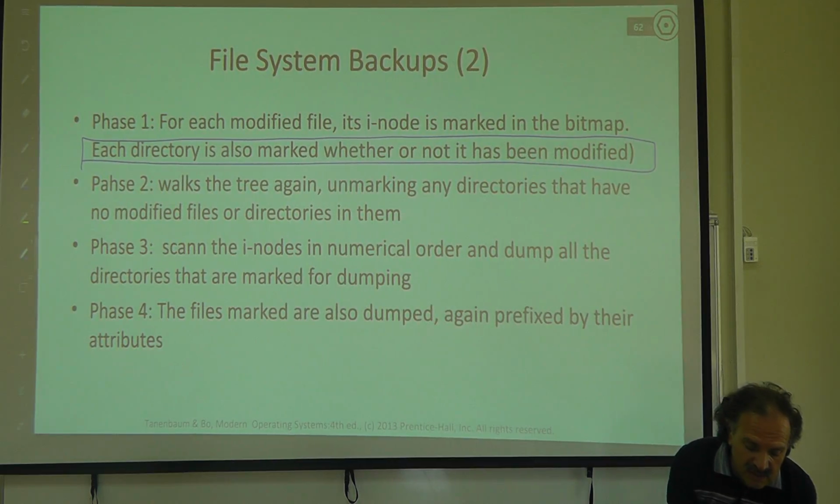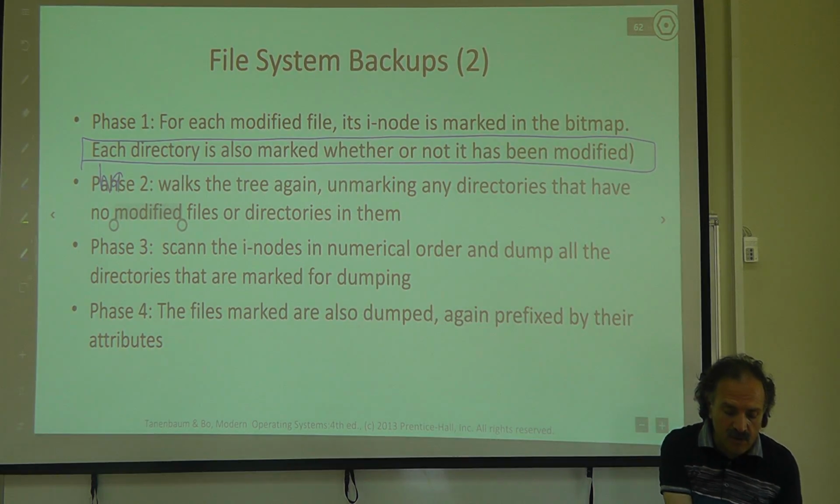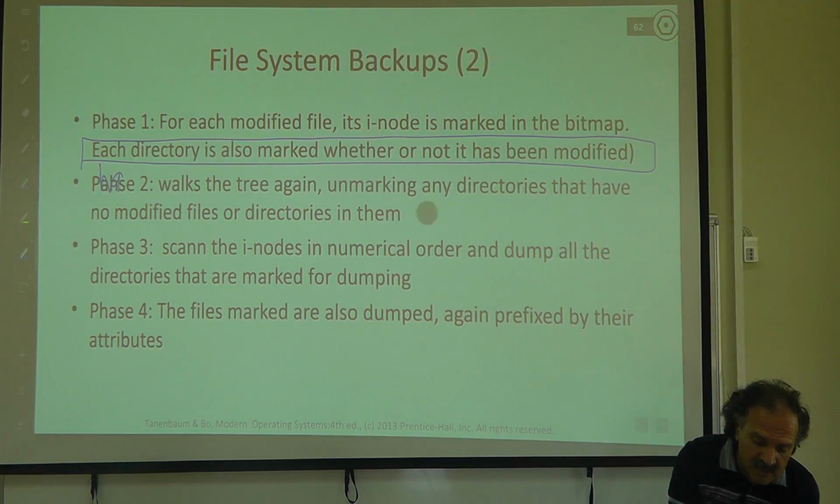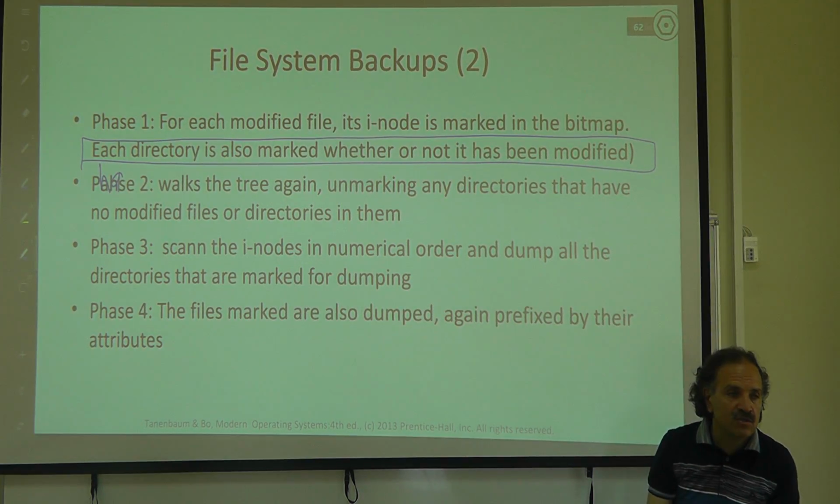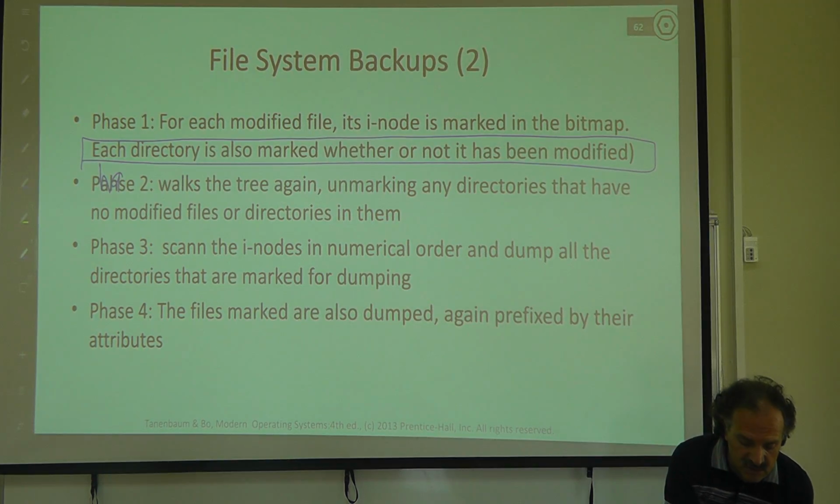So phase 2 walks the tree again, unmarking any directories that have no modified files or directories in them. So this is a 2-step algorithm. Now we go back to our tree, and we unmark any directories that have no modified files or directories in them.